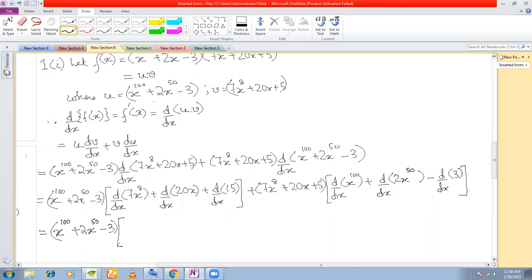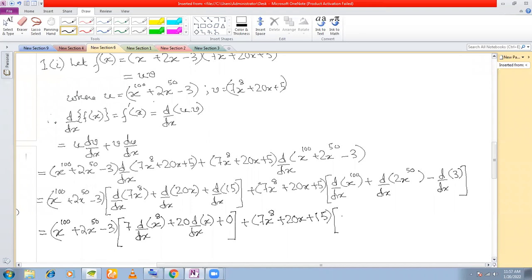And here what you do is, 7 is a constant, you can take it out of the differentiation, write it as 7 d/dx of x to the power of 8, plus 20 is a constant, take it out, 20 d/dx of x, plus d/dx of 15. 15 is a constant, so its differentiation becomes 0. For the second one, 7x to the power of 8 plus 20x plus 15.